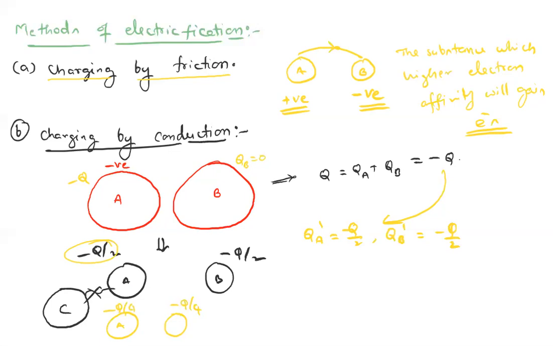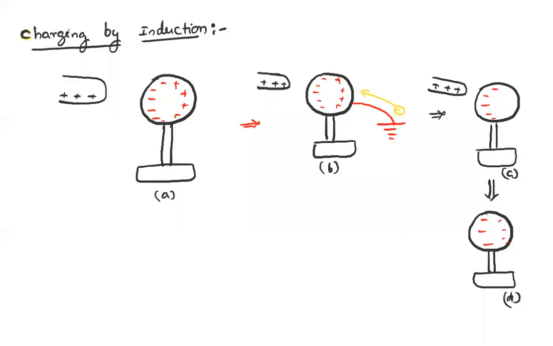Suppose the two bodies initially have some charges, Q1 and Q2. After recombination, the charge on each sphere is (Q1 + Q2)/2.